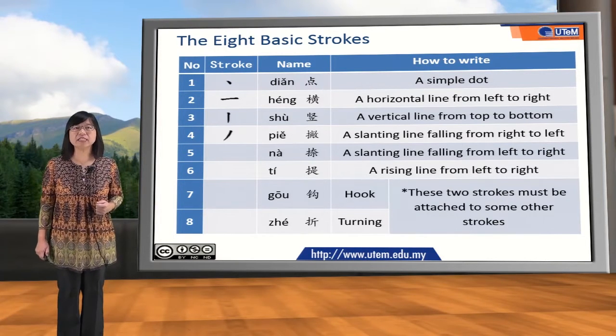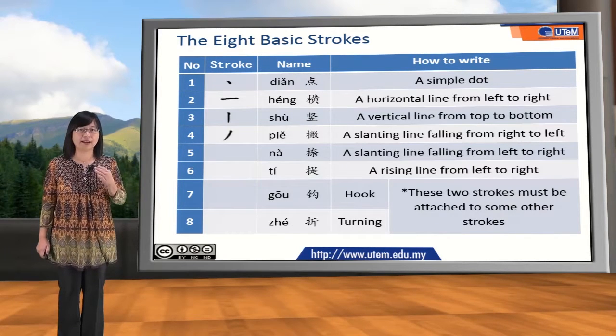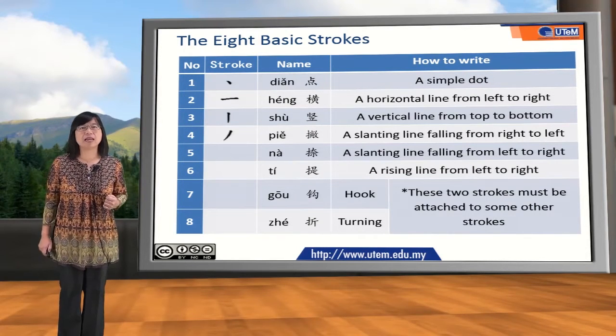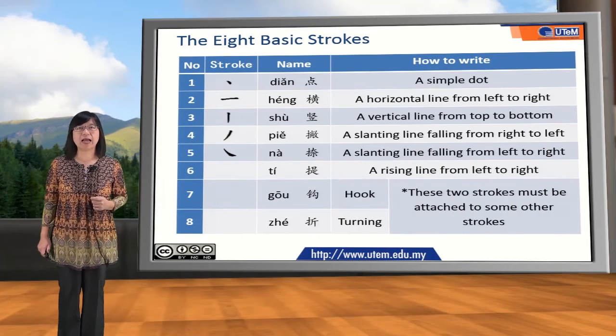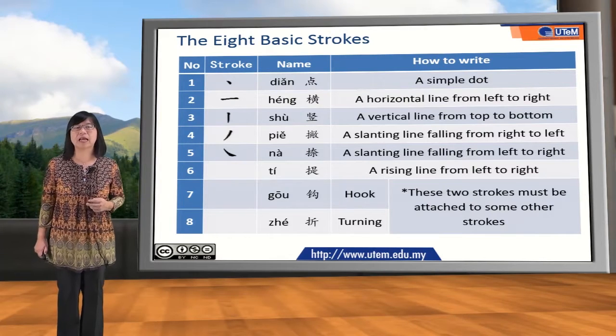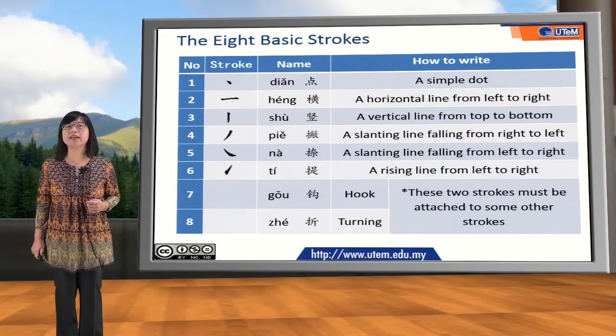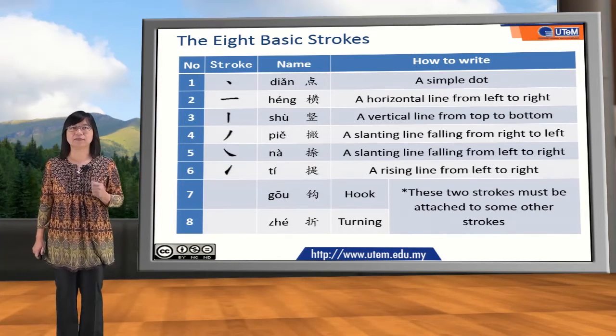Number 4 is 撇. It is a slanting line falling from right to left. Number 5 is 捺. It is a slanting line falling from left to right. Number 6 is 提. It is a rising line from left to right.